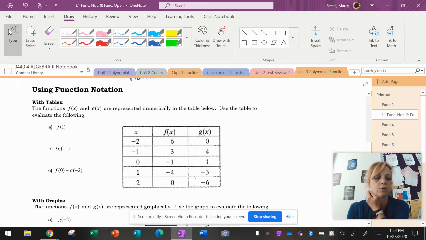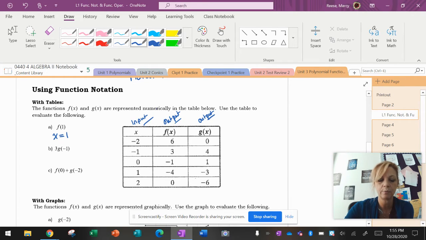So using function notation, we're going to talk about tables and graphs. We're going to do a couple different ones. So with tables, the function f of x and g of x are represented numerically in the table below. Use the table to evaluate the following. Okay, so if I have f of 1, this, remember, means when x is equal to 1. So I'm going to come here now. Look at this table. I've got here's my input, and I've got 2 types of outputs. I got 2 functions, basically. I got an f of x function, and I have a g of x function.